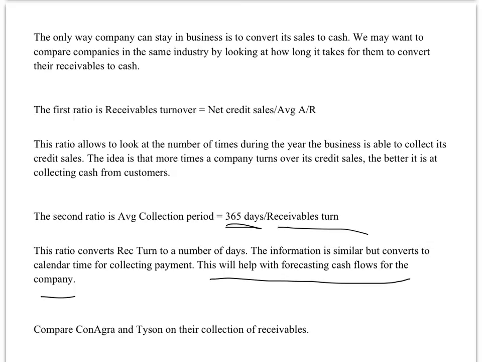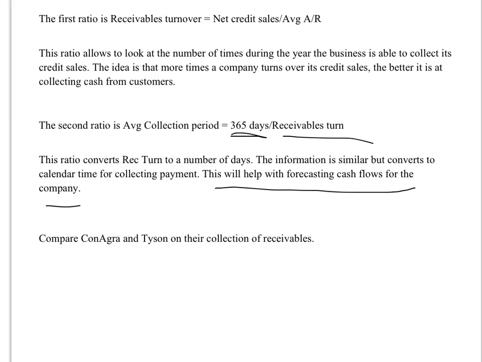Now, the last thing I want you to do, I've posted Tyson on the Blackboard account. Take a look at ConAgra and Tyson, and let's see if we can calculate receivables turnover and average collection period for the two to compare what their receivables look like. They're about the same size, so we're going to see if they are about the same on receivables turnover and average collection period.